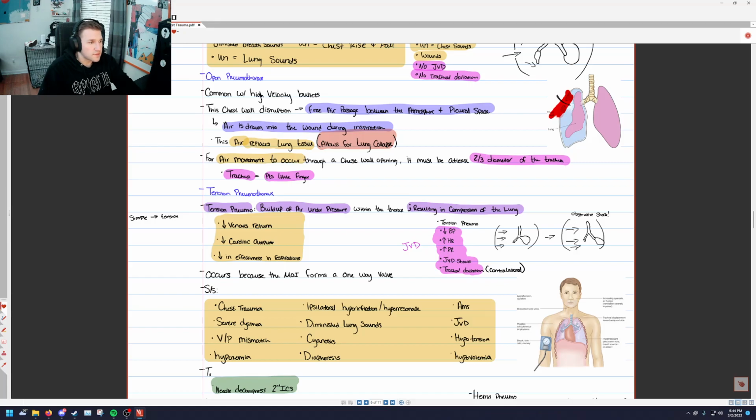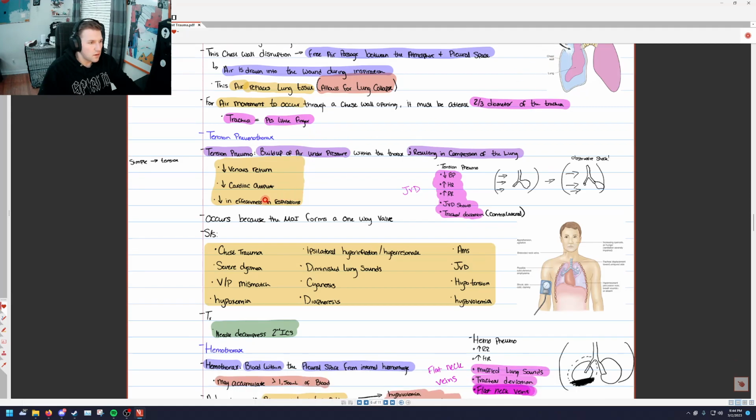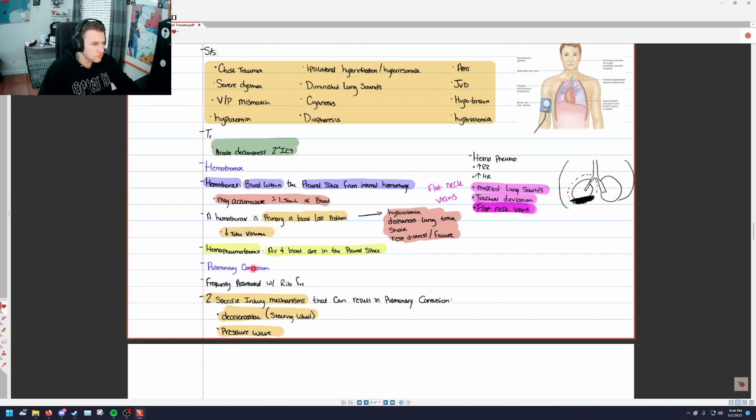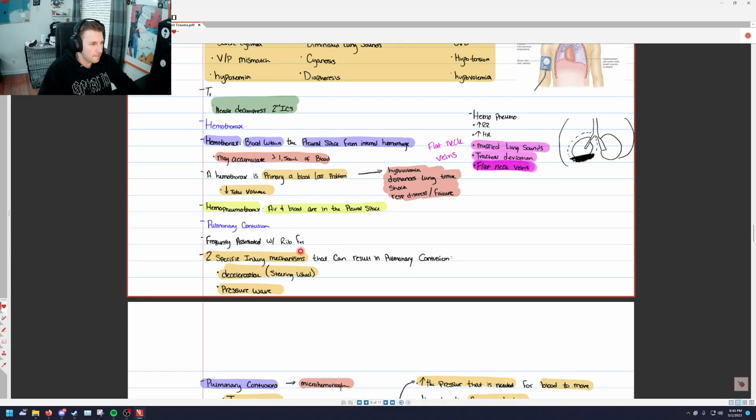If we do have signs and symptoms of a tension pneumo showing, just go ahead and burp your occlusive dressing and then go ahead and close it back up again. We have our tension, signs and symptoms is decreased blood pressure, increased heart rate, JVD, and tracheal deviation is going to be contralateral. Needle compress. And our hemopneumothorax, we're going to see muffled lung sounds, tracheal deviation, and flat neck veins.